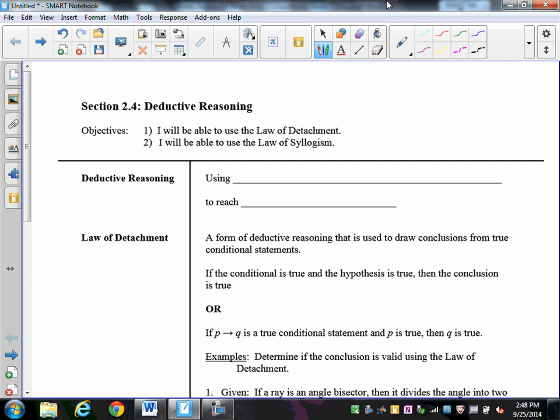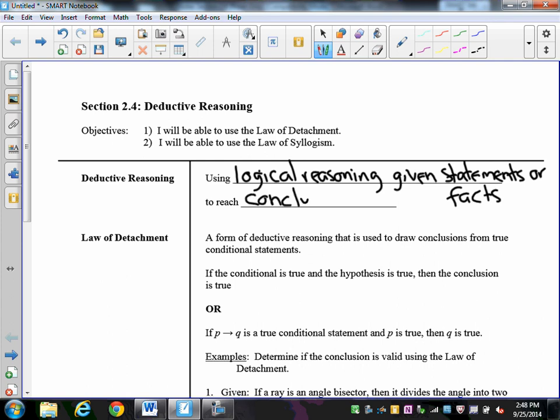This is just using logical reasoning given statements or facts to reach conclusions.